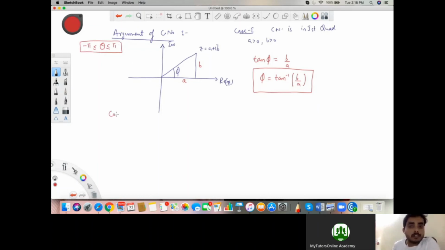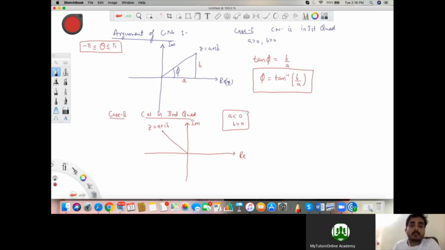Now let us consider case 2, when we have the complex number in the second quadrant. So when we have the complex number in the second quadrant, that means now here real part will be negative but imaginary part will be positive. So here is real part and here is imaginary part. Now we can say that the complex number is here, that is z is equal to a plus iota b. Here a is negative, b is positive when we have the complex number in the second quadrant.